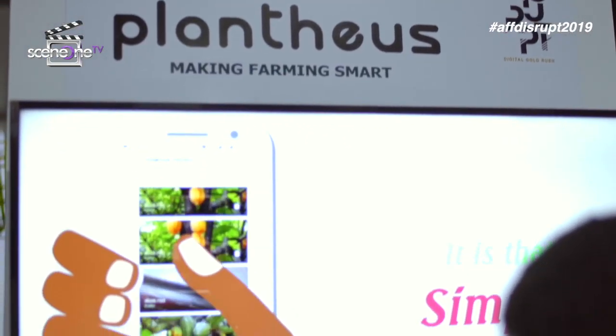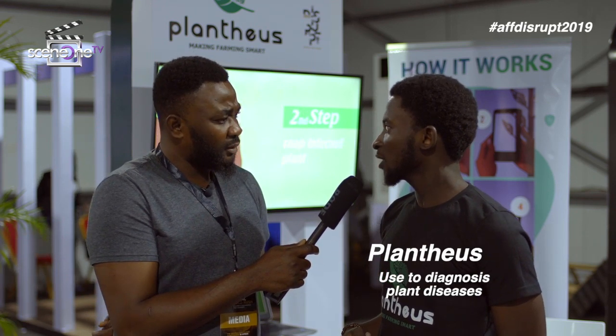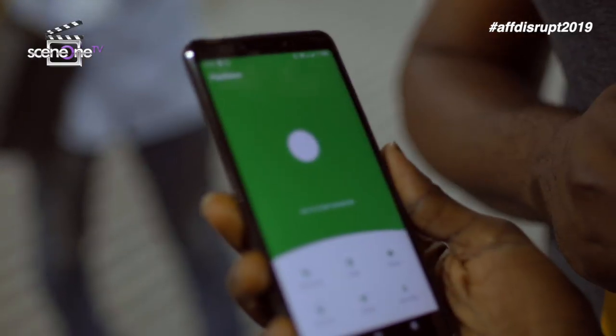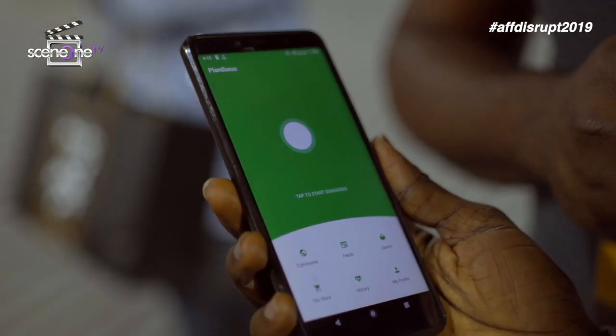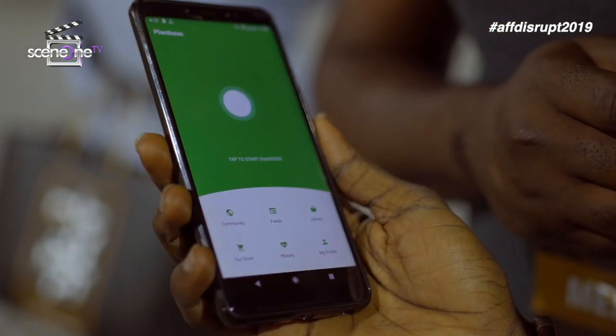Okay, so I am at Plantheus right now, guys. So who are you and what is Plantheus? Well, Plantheus is basically a mobile application. We have a mobile application that can be used to diagnose plant diseases. Because we understand that every plant has its own specific disease. Rice won't have the same disease as maize. Maize won't have the same disease as yam. So for the specific disease and the specific symptoms that they exhibit, using our mobile platform, we're able to diagnose exactly what is wrong with them on your phone.